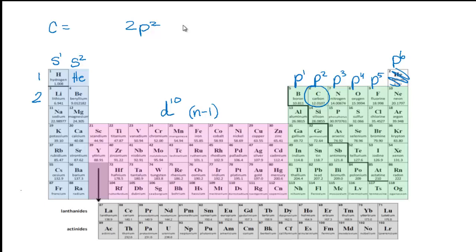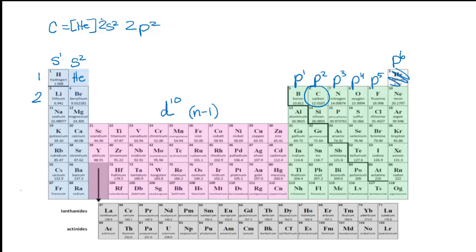I like to use the shortcut. Since carbon's in period 2, I'm going to pick the noble gas from period 1. That's helium. So there's my noble gas shortcut. And because helium's number 2, I now pick up where that left off. I'm in period 2. I need the S subshells. And that subshell is filled, so I'm going to use both of them, 2s2. And now I go across, and here's my 2p2.